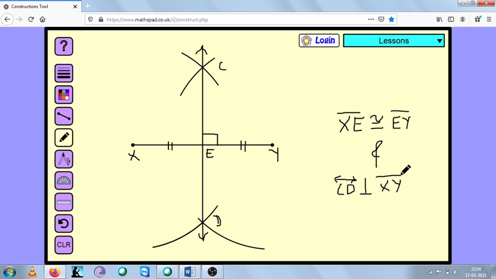Take your own measurements, with different names for the segments like A, B, C, D, P, Q, with different measurements like 6 centimeter, 10 centimeter, and construct yourself. Hope this construction is clear for you.